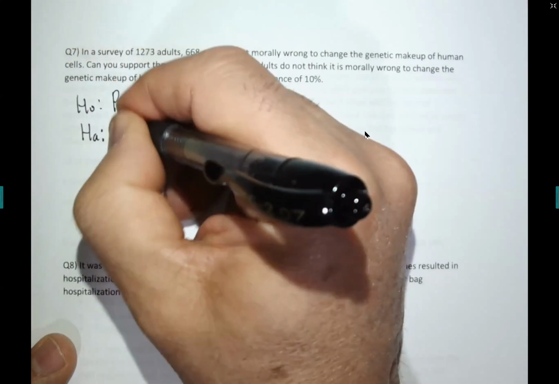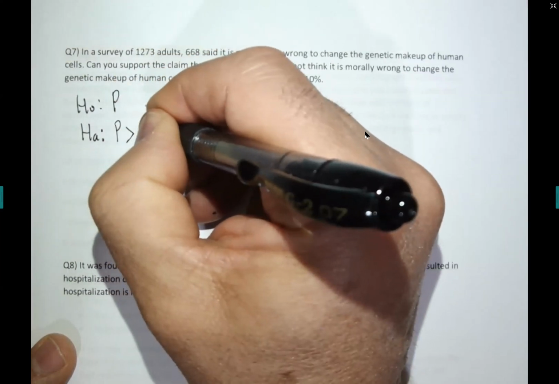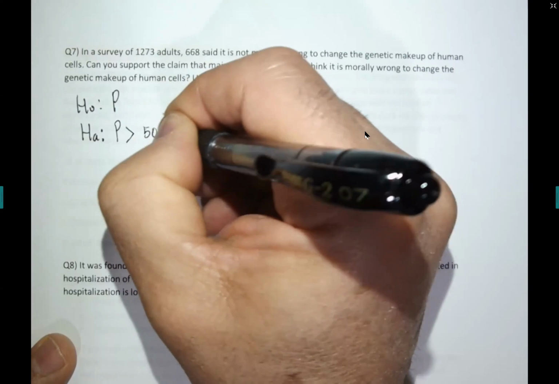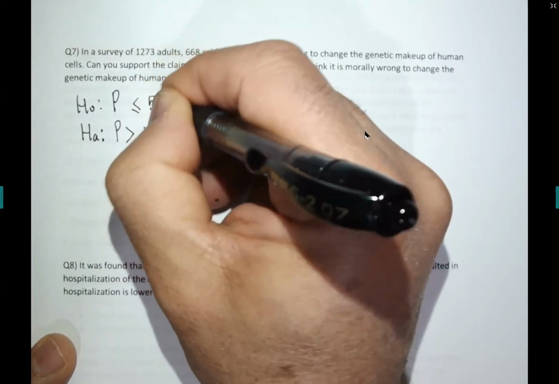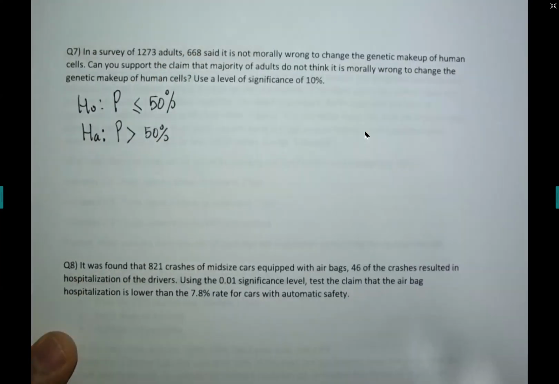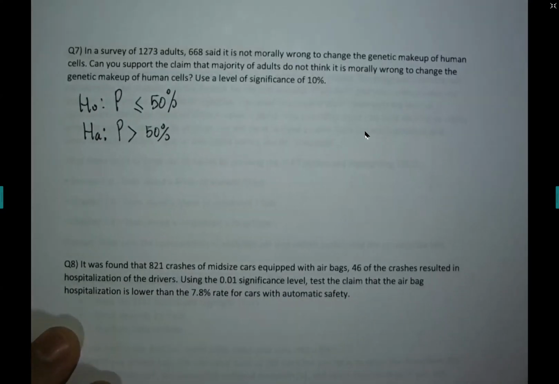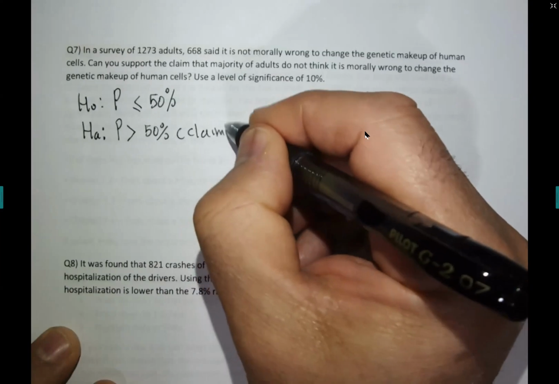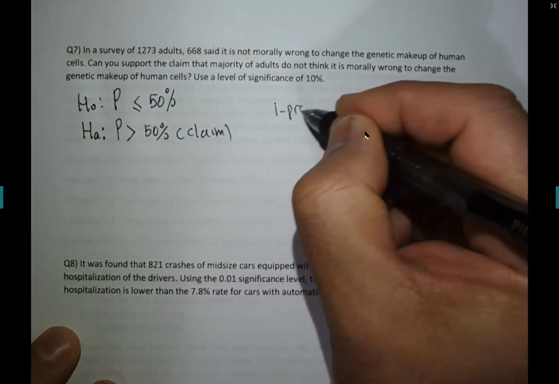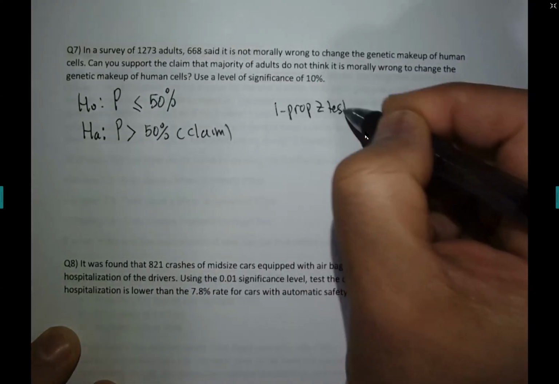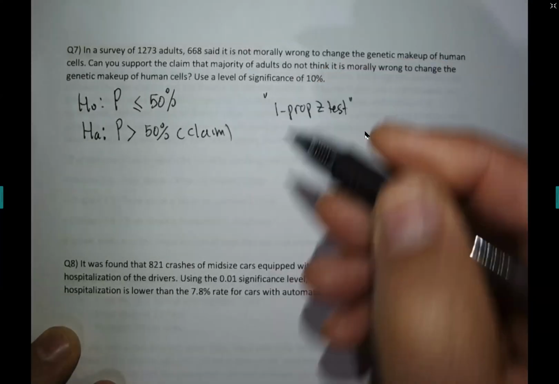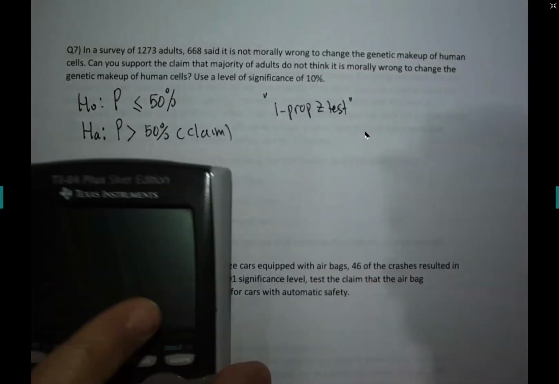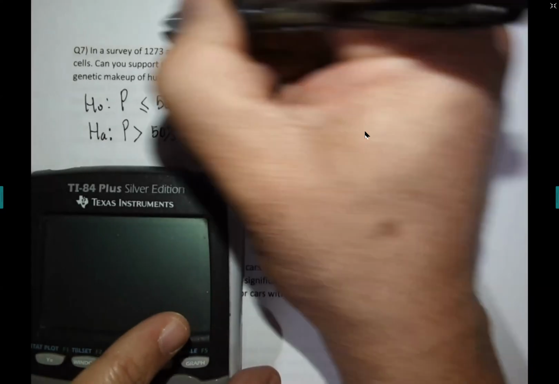P, more than 50%, and less than 50%. Okay, that's the claim. Well, you know this is a proportion z-test. If we run the test quickly, that's n, that's x, and that's n.